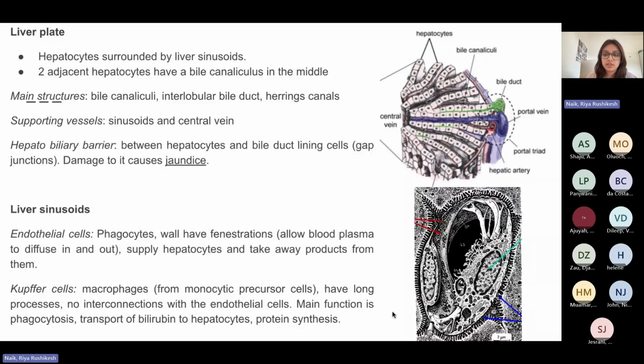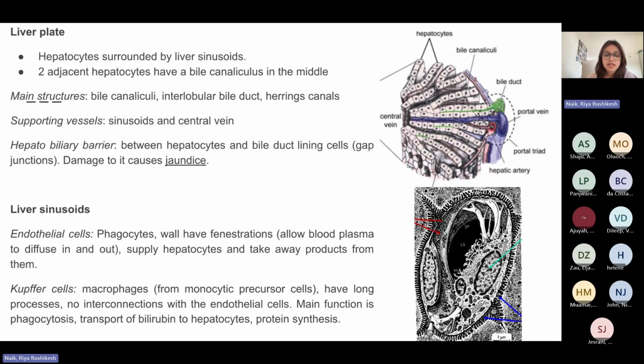Next, we have the liver sinusoids in a bit more detail. There are two types of cells in the liver sinusoids: the endothelial cells and the Kupffer cells. Endothelial cells are mainly in charge of phagocytosis, and they also have fenestrations, which are tiny holes. These fenestrations only allow the blood plasma to come inside and not blood cells. Only blood plasma comes in and supplies the hepatocytes with all the nutrients, and it takes products from the hepatocytes back into the bloodstream.